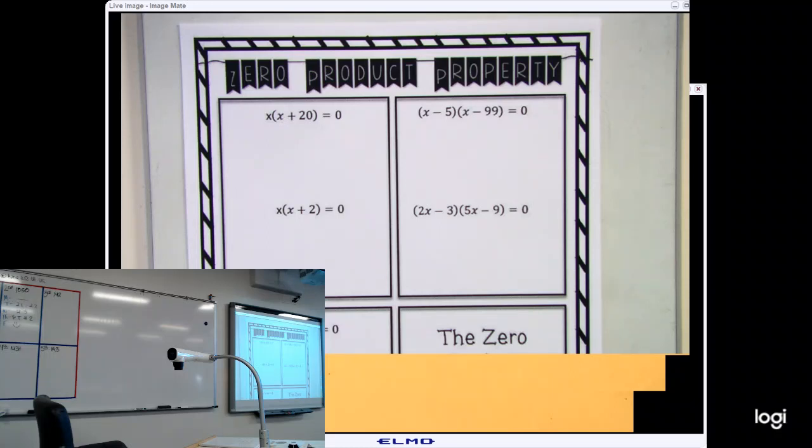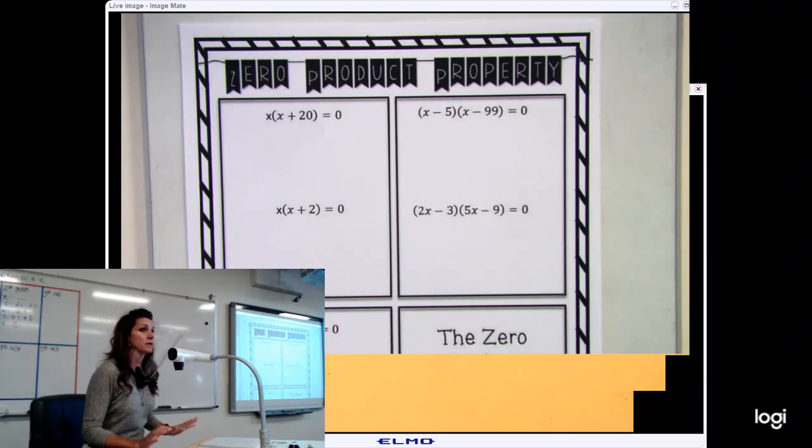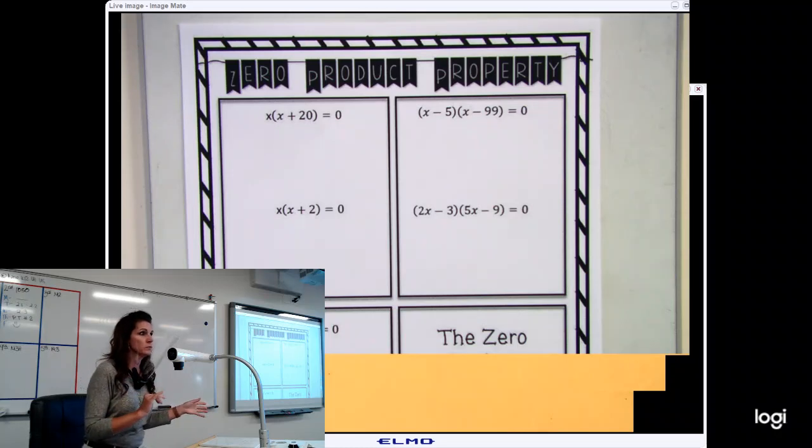All right, today we're going to be talking about zero product property. And we'll start this pretty basic. What's 10 times 0? 0. What's 0 times 1,568? 0. What's 0 times 3,426,999? 0. So you're telling me whenever you multiply by 0 that it equals what?